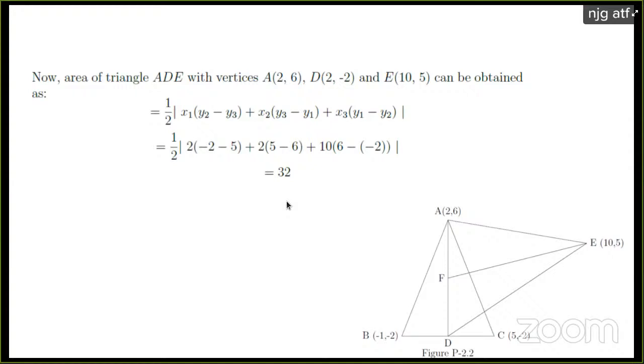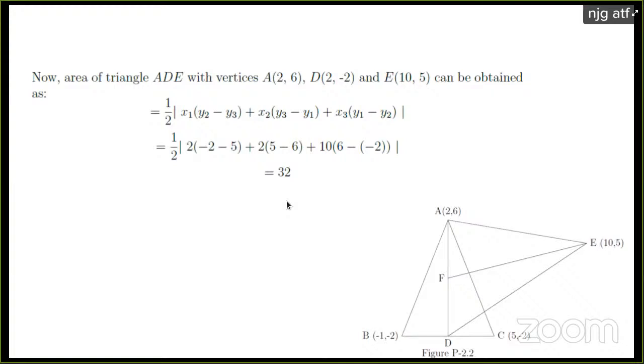So be careful with the terms, and be careful with the notations. If you are going to take x1 as 2, your y1 should be 6. If you are taking x2 as the other point, point D, your y2 is -2, and x3 is 10 and y3 is 5. So never confuse between y1, y2, y3, or y3 minus y1 instead of y1 minus y3. This will lead to the wrong answer.